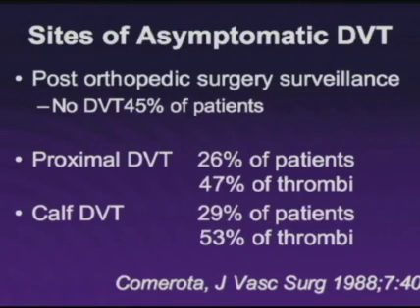This is in distinction to their group of patients with asymptomatic deep venous thrombosis. In screening surveillance venograms, approximately 50% of the thrombi were in the proximal veins and 50% of the thrombi were in the calf veins.